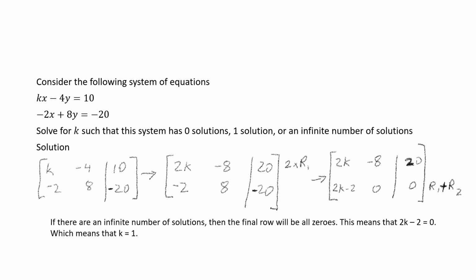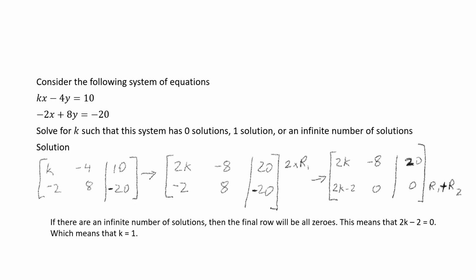Now, what I remember is that there's an infinite number of solutions if the final row is all zeros. So that means where I see 2k minus 2, if that's a 0, then that whole final row is zeros. So in other words, if 2k minus 2 equals 0, I have an infinite number of solutions. So little grade 9 math, 2k minus 2 equals 0 means 2k equals 2 means k equals 1. So k equals 1 means an infinite number of solutions.